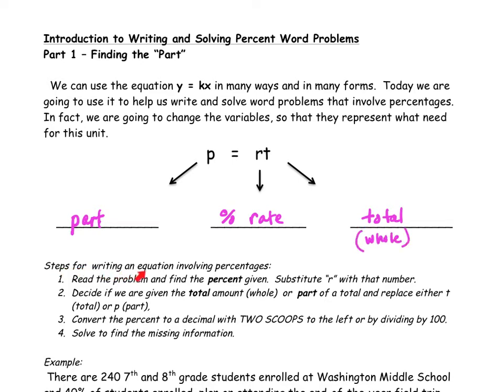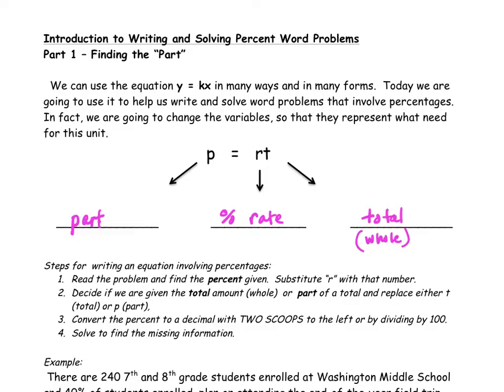Here are the steps for writing an equation involving percentages. 1. Read the problem and find the percent given. Substitute the R with that number. 2. Decide if we're given the total amount, the whole amount, or part of the total, and replace either T if we're given the total or P if we're given the part. 3. Convert the percent to a decimal with 2 scoops to the left or by dividing by 100. And finally, solve to find the missing information, and we want to state what our answer means.